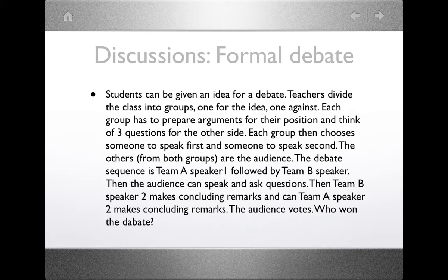Teachers divide the class into groups, one for the idea and one against. One group has the idea that globalization is good, another that globalization is bad. One group says drugs are good, another says drugs are excellent, and so on. Each group then chooses someone to speak first.